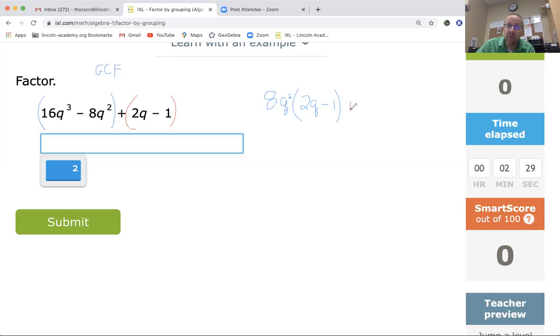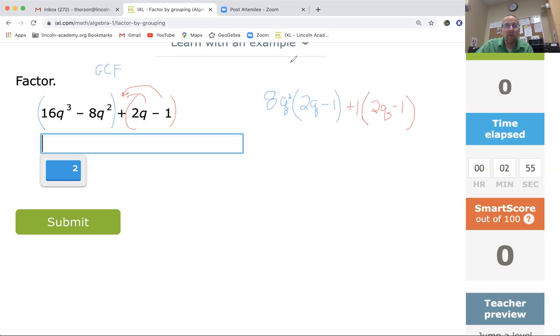So what I'm going to do is I'm going to put a plus 1 here that I'm factoring away, in front of the parentheses out here in front. So when I factor out the 1, I'm just left with exactly what I have, that 2q minus 1. So always do factor something out, even if it's a 1.